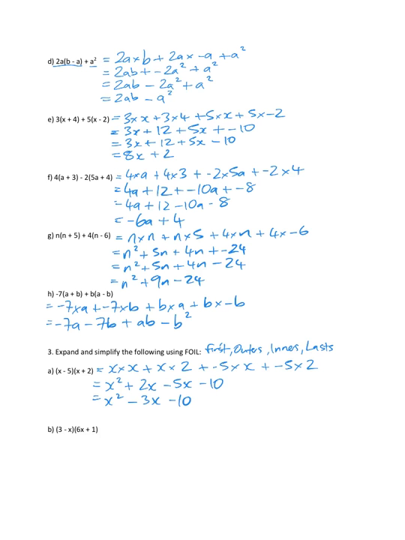FOIL here, slightly more complicated. You've got a term with a variable in the second set of brackets. Firsts, 3 times by 6x, plus outers, 3 times by 1, plus inners, -x times by 6x, plus its lasts, -x times by 1. 3 times by 6x, 18x, plus 3 times by 1, 3.